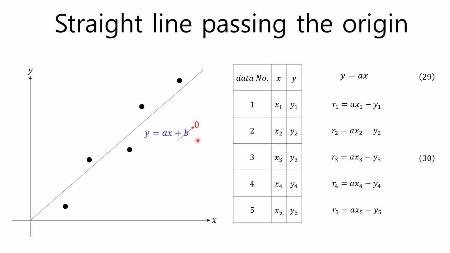Therefore, the system function becomes the equation of a straight line with one coefficient, as shown in equation 29. Let's find the coefficient a using the least squares regression. Let's consider the case where there are 5 measurement data. If you make an equation by substituting each data into the system function equation 29, it can be expressed as 5 equations, as shown in equation 30.